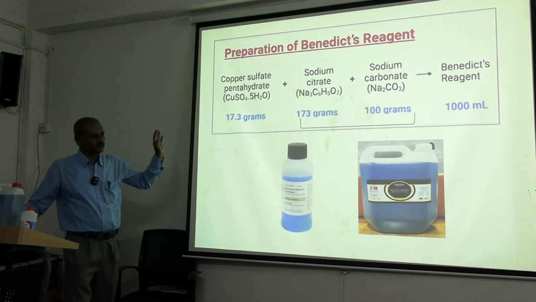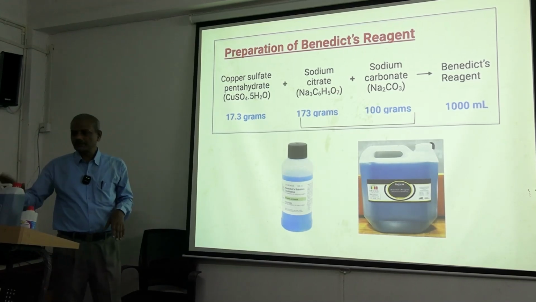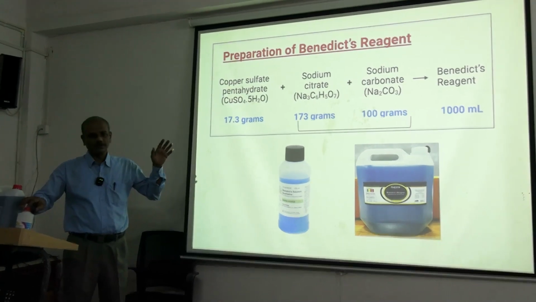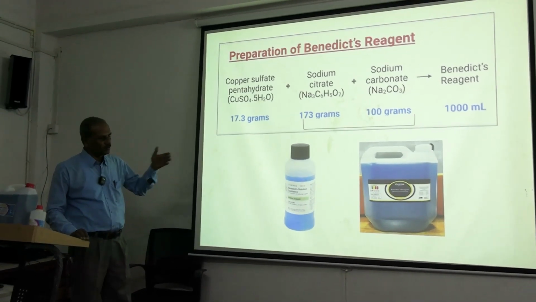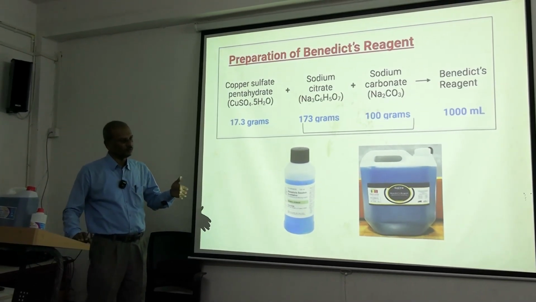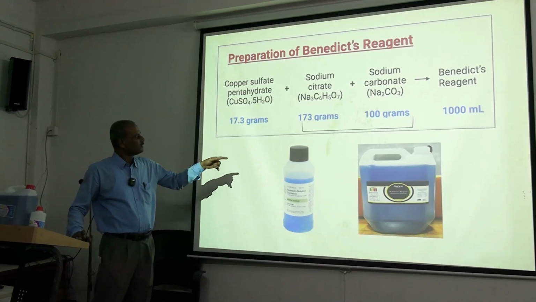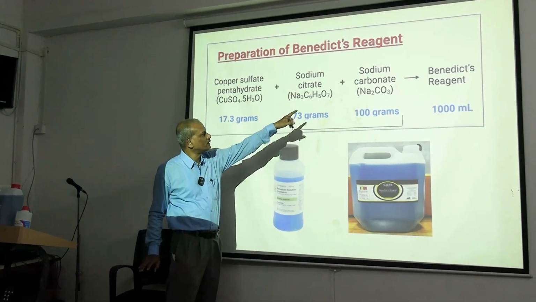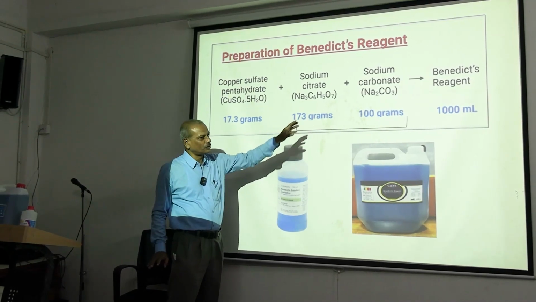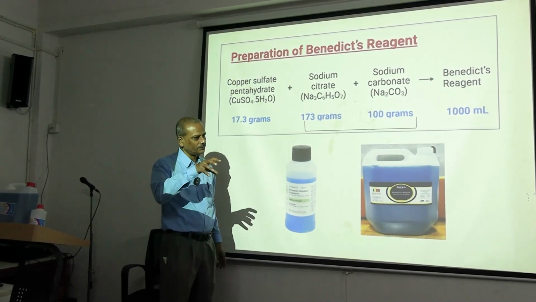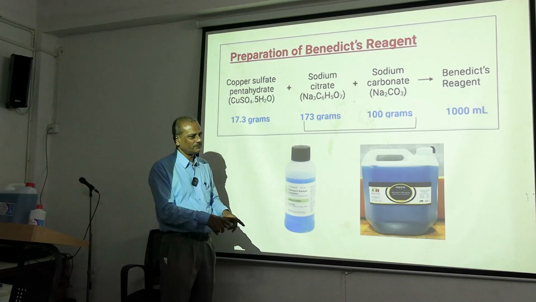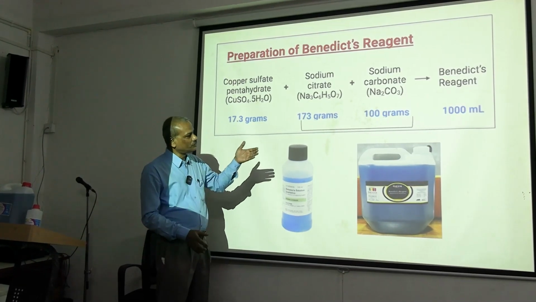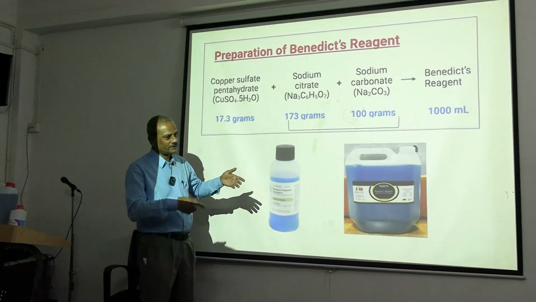Earlier, there was no system of getting this commercially available, which is now available. We had to prepare it. During our student life, even during my early professional career, we used to prepare this reagent. So we used to weigh, say, 173 grams of sodium citrate and 100 grams of sodium carbonate, and put it in a big beaker or volumetric flask. Then we used to boil it and stir it.